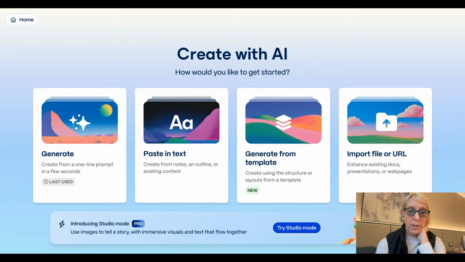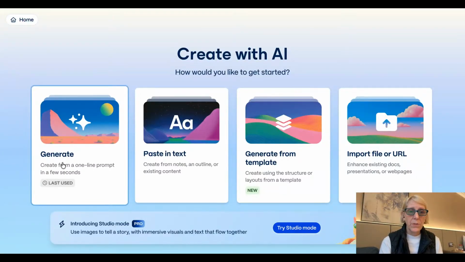All right, so you can see there's 4 different options here. We can create with a one-line prompt. We can paste in some text from notes or a Word document or an outline. We can generate from a template, or we can import a file or a URL. So if I have a current website, which I do, I could import that and have it improve it or create a new one.